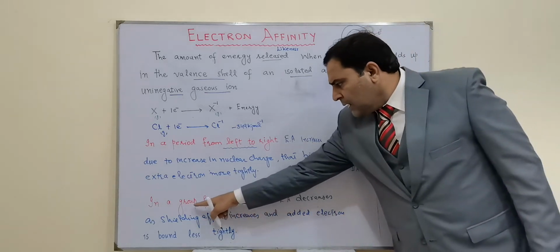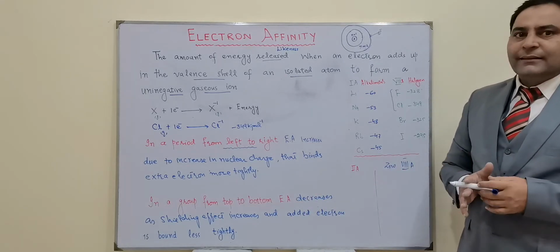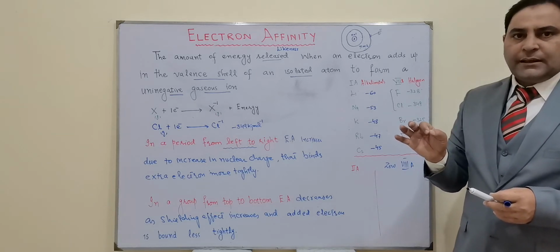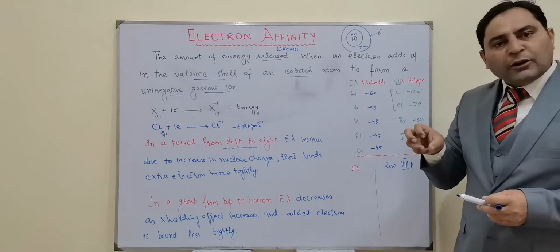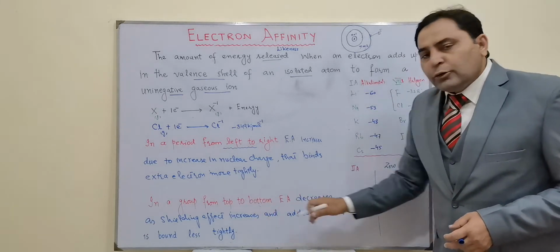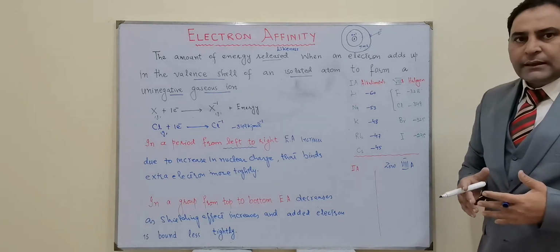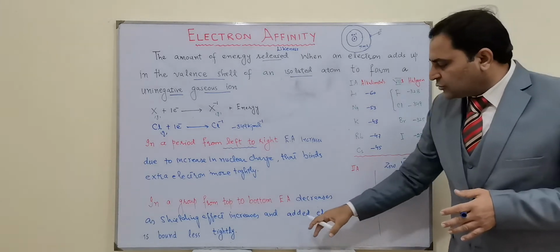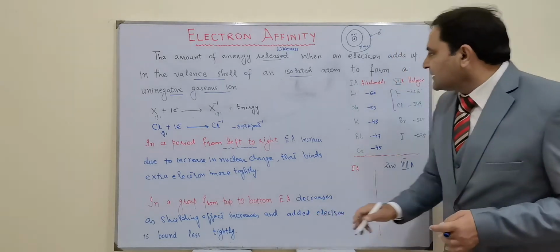While in a group from top to bottom, electron affinity decreases. Why does it decrease? From top to bottom in a group, there is an increase in shielding effect. As a result, the extra added electron is not bound as tightly as in the case of a period. In a group from top to bottom, electron affinity decreases due to the increase in shielding effect. As a result, the extra electron is not bound tightly, rather it is bound less tightly.